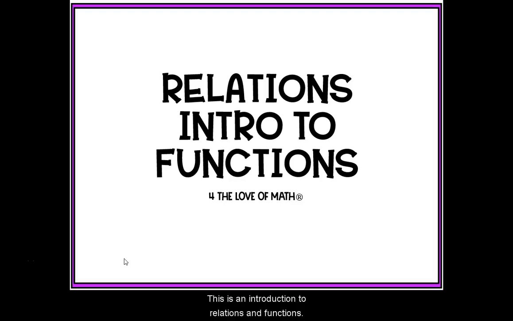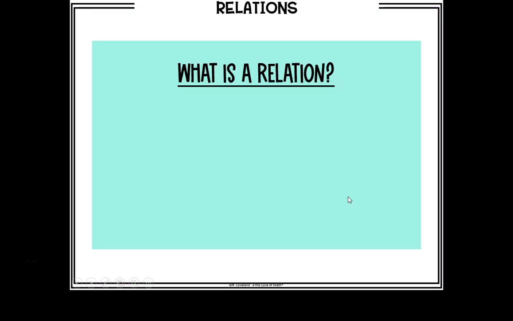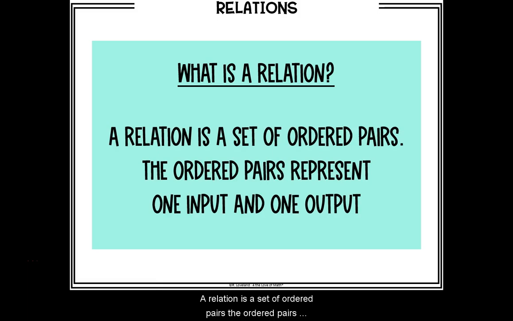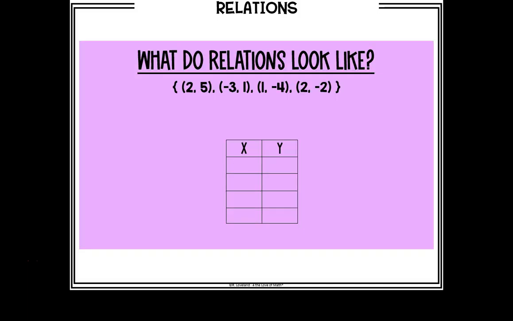This is an introduction to relations and functions. What is a relation? A relation is a set of ordered pairs. The ordered pairs represent one input and one output, or one x value and one y value. This is what a relation looks like. It looks like a set of ordered pairs.